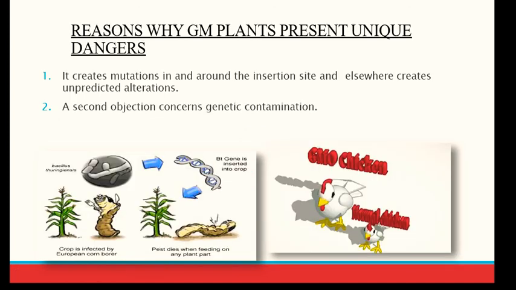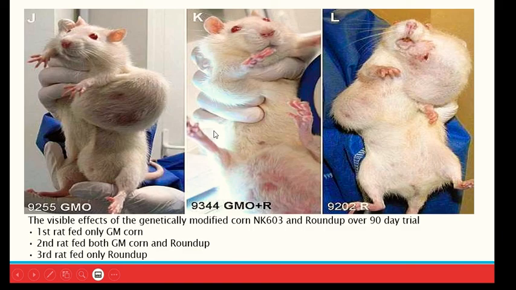Reasons why GM plants are unique in nature: it creates mutations in and around the insertion site and elsewhere, creating unpredicted alterations. A second objection concerns genetic contamination. You can see in this figure the visible effect of genetically modified corn NK603 and Roundup over a 90-day trial. The first rat was fed only GM corn, the second rat was fed both GM corn and Roundup, and the third rat was fed only Roundup.